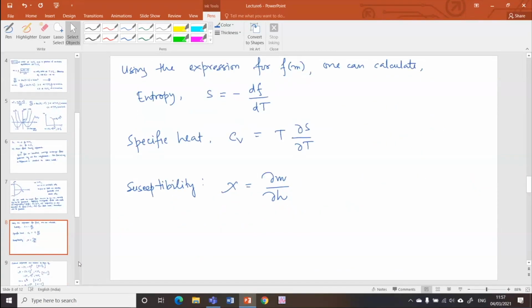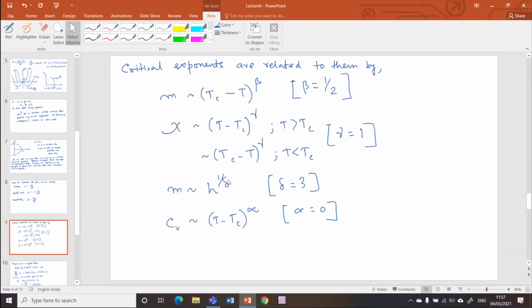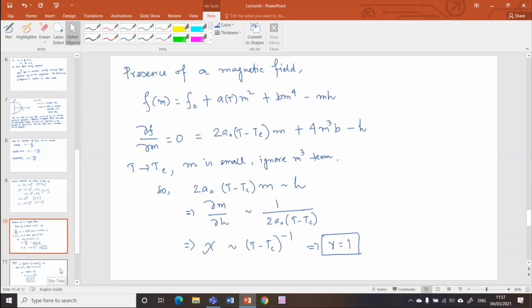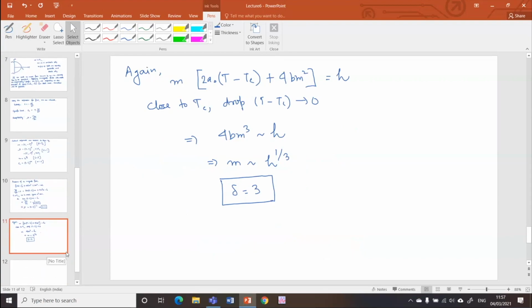So if I know the free energy, then I can also find these thermodynamic quantities and also the critical exponents: beta, gamma, alpha, delta. The values which I'm getting here also match the values which I got from the earlier Weiss theory. So this is briefly the summary. Any questions so far on this?